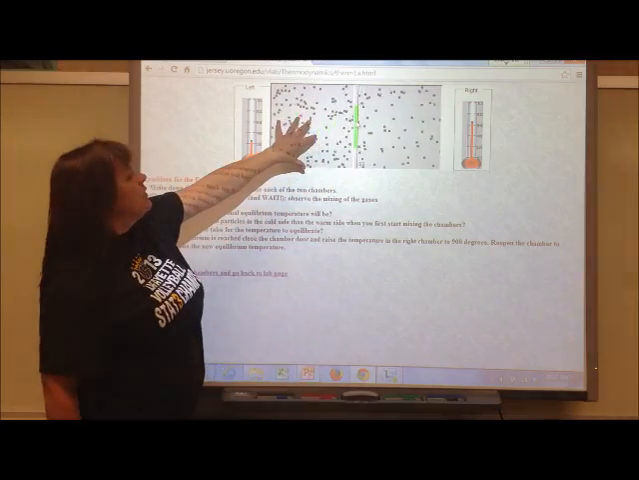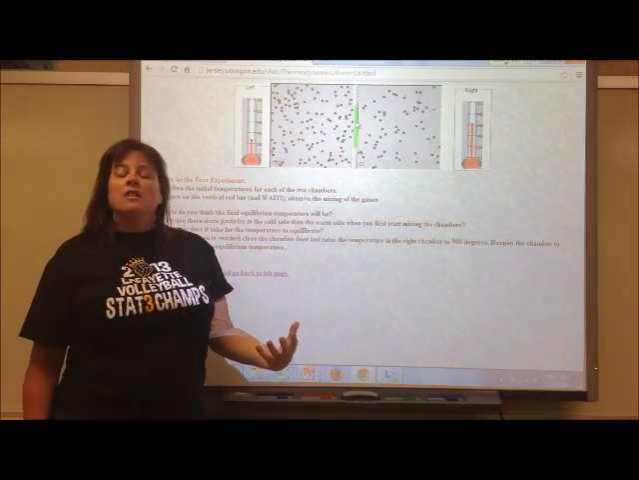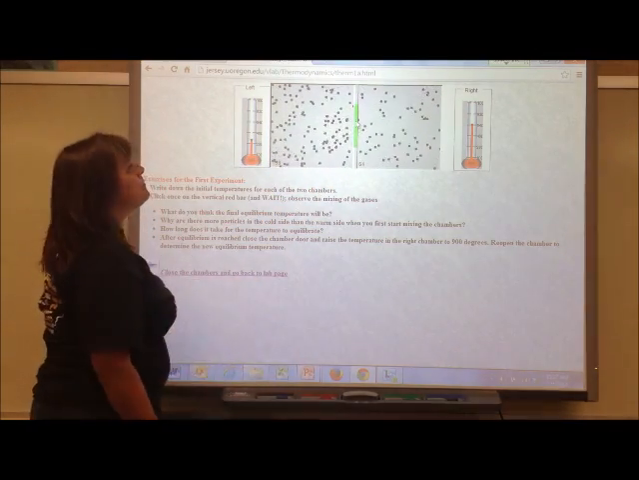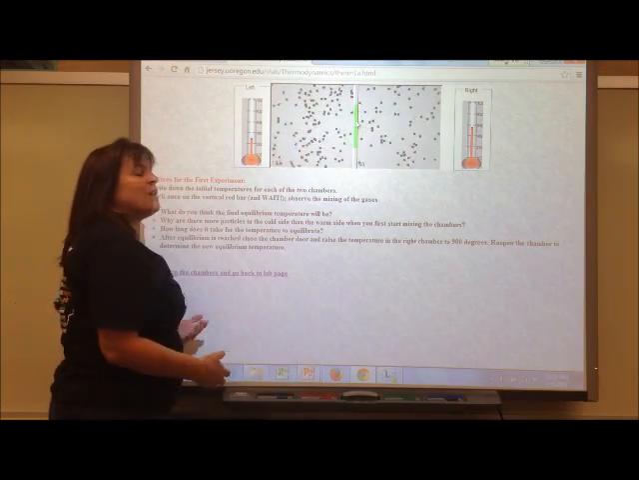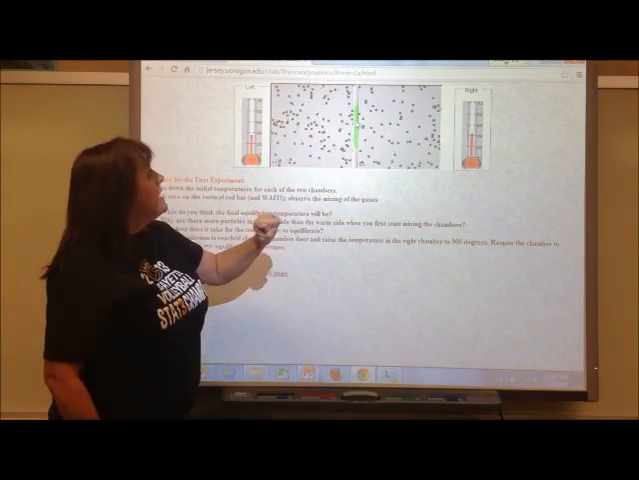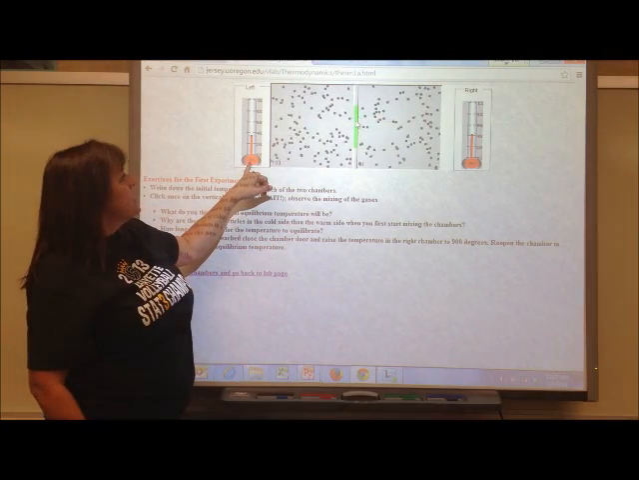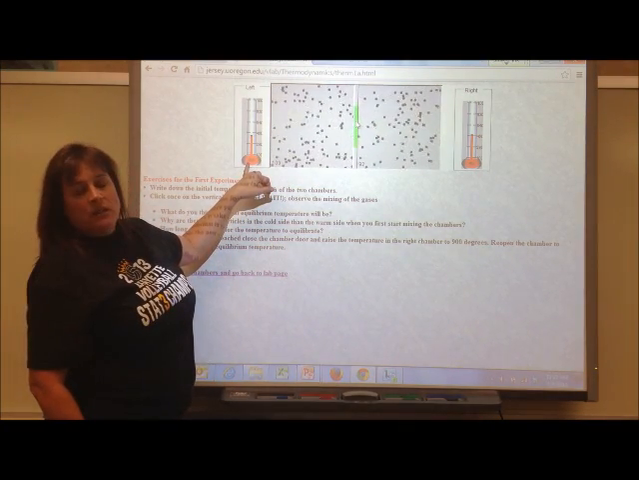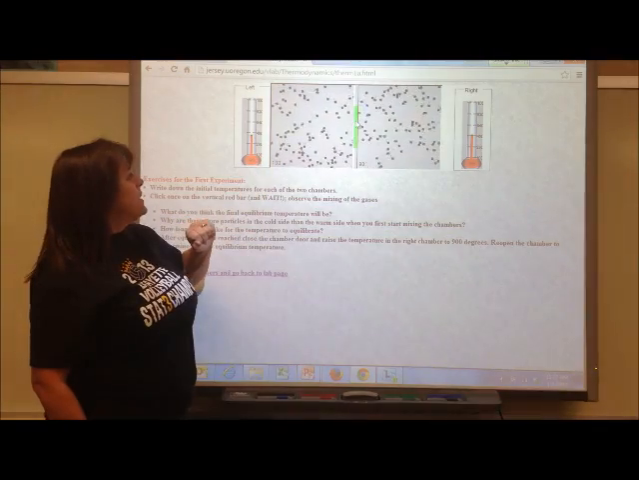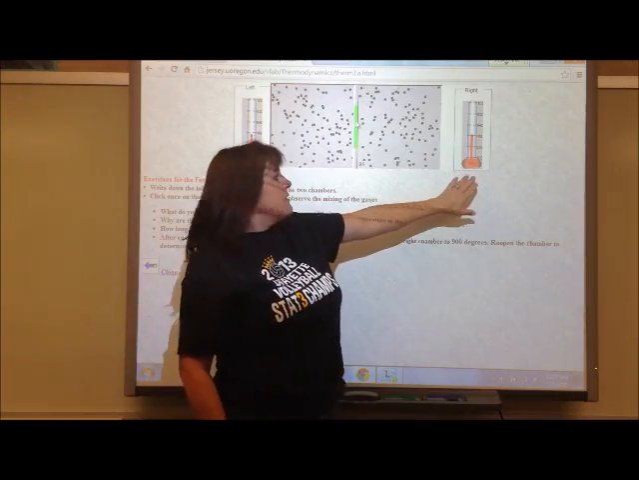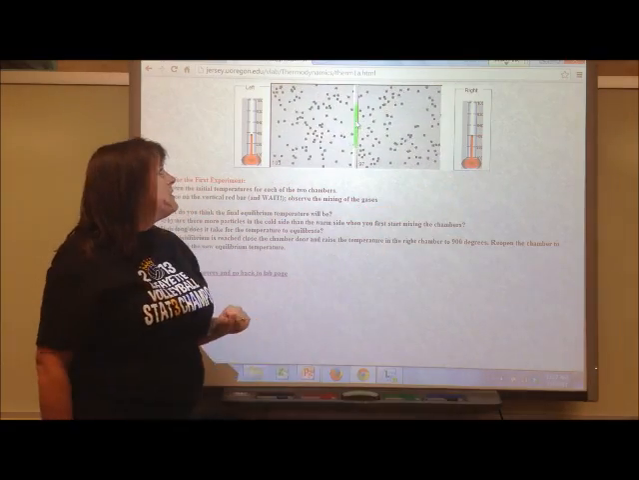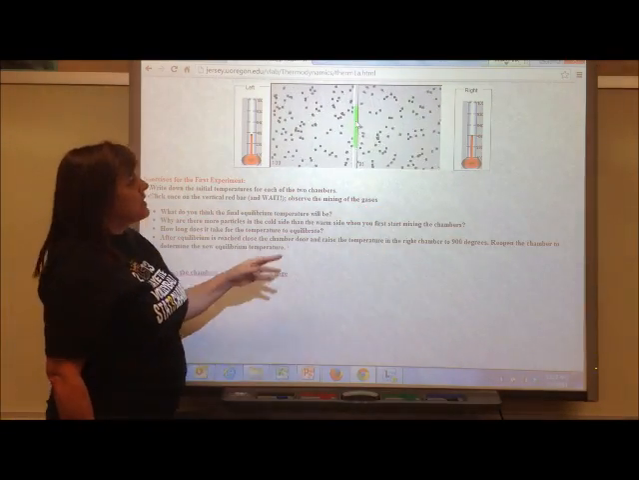Faster moving molecules begin to move into the chamber with the slower moving molecules. As they move into this chamber, they begin to collide with these slower moving molecules. Now notice that this temperature here has gone from 150 to 423 degrees. And over here, this temperature dropped from 750. Right now it's at 470 degrees.